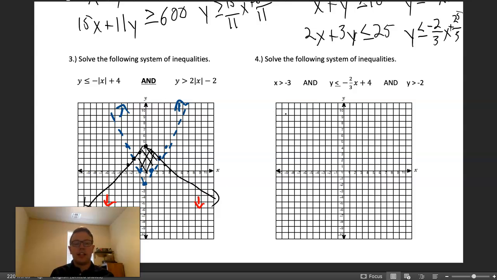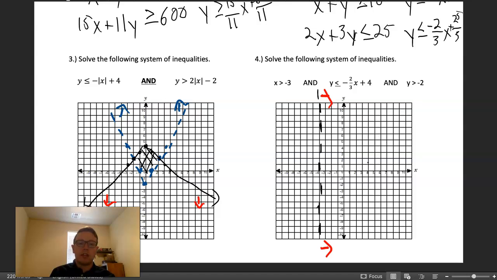Go ahead and try this one, but keep an eye out for this x is minus 3, that vertical line, and the y is minus 2, that horizontal line. So starting with this, we have x is greater than minus 3. So we're going to go to minus 3. We're going to do our dashed line. And everything greater than minus 3 means we're doing everything to the right of this line.